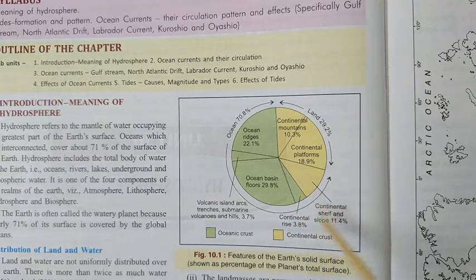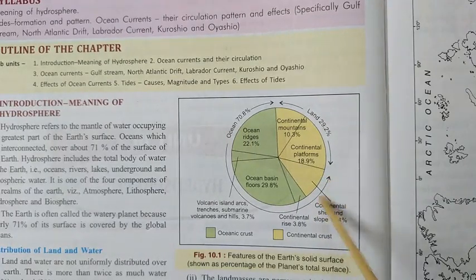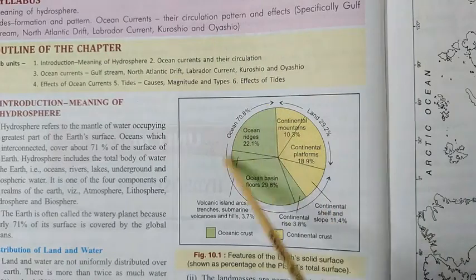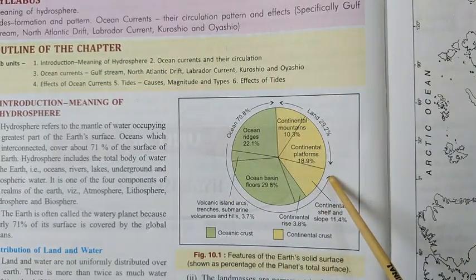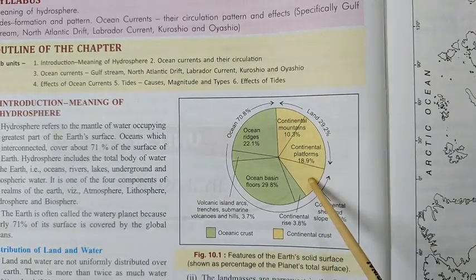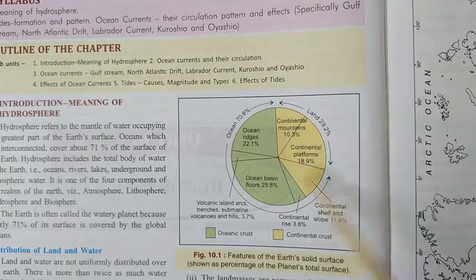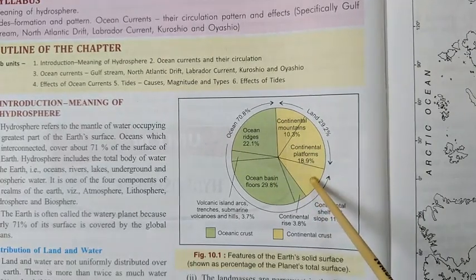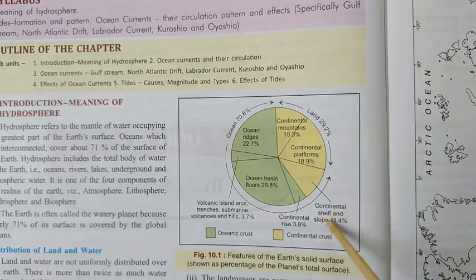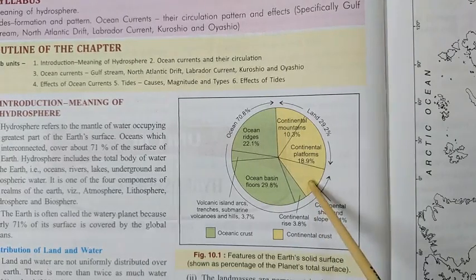Now here, if you find this continental shelf, it is included here in ocean, right? But again you will see it is colored in yellow color, and that shows that it is also part of land. So why is it? What do you mean by this continental shelf and the slope, which constitute 11.4% of the ocean?